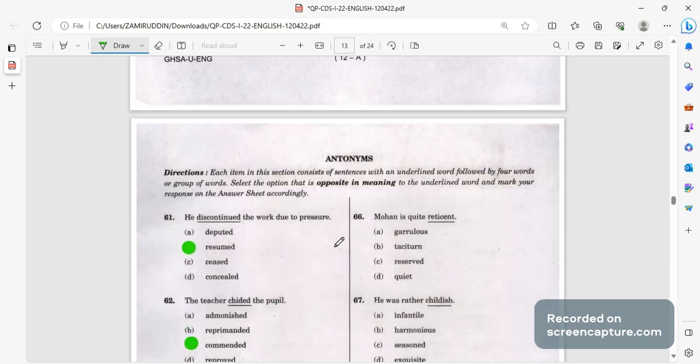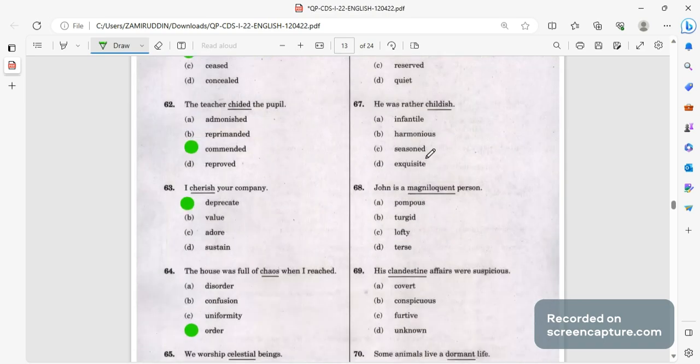मोहन इज क्वाइट रेटिसेंट. वो बहुत ही क्वाइट रहता है. Garrulous will be the right answer. क्वाइट रेटिसेंट मतलब ही होता है जो बहुत ही कम बोलता हो. मोहन इज क्वाइट रेटिसेंट, बहुत ही शांत रहता है. Garrulous मतलब very talkative person. So garrulous will be the right answer. He was rather childish. Childlike का seasoned होगा. Seasoned का मतलब होता है वो जो the person who is matured and behave maturely.